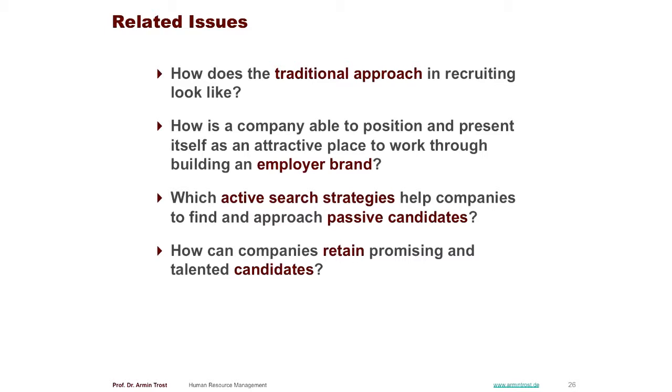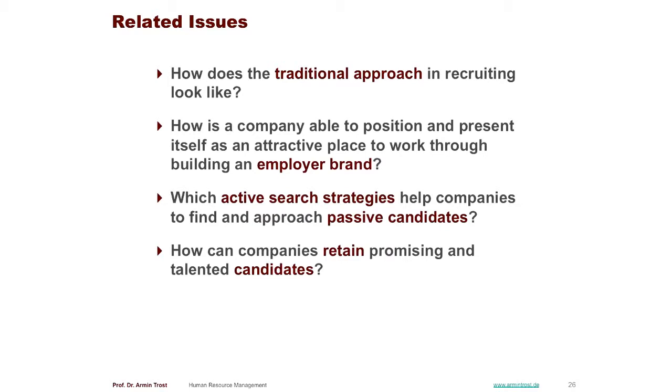And one very important concept is the so-called employer brand. You know what a brand is? We're going to talk about this. It's a promise. So employer brand is, what does a company really promise to those people that should apply for this company? We'll talk about some search strategies. I mean active search strategies.